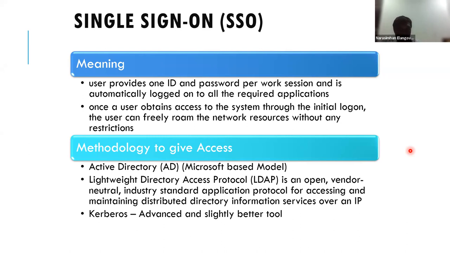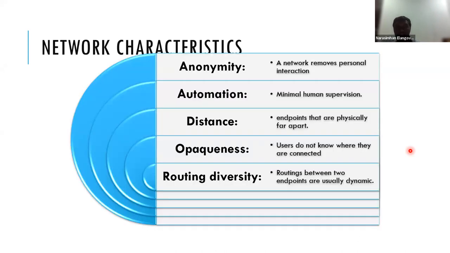Example, if I log in through Gmail, Maps will work, Google Drive will work, YouTube will work, all of those. Right? So that is single sign-on. And this is done through two methods, through an Active Directory or through an LDAP. Last is risk pertaining to network, and therefore you need to understand what are the risks when it comes to network. First is anonymity. You do not know who does what.